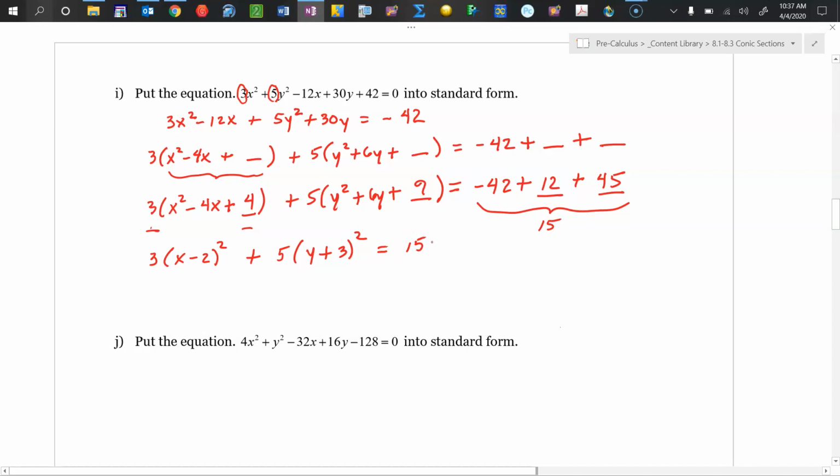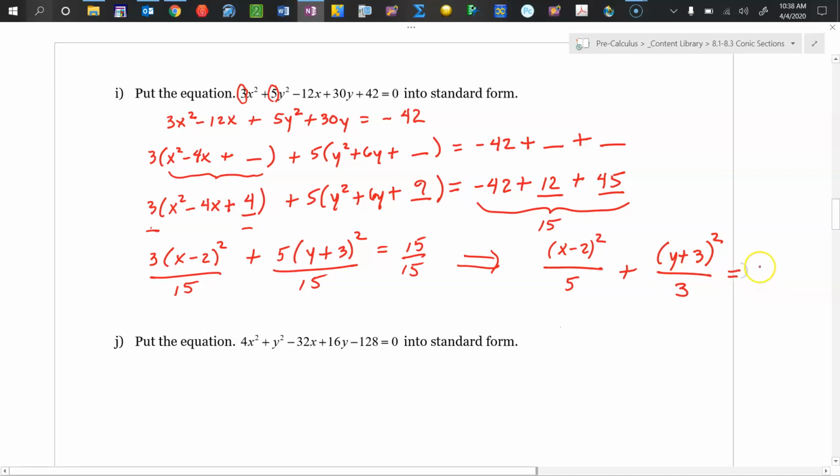What we need to do is divide everything by 15 and simplify. So we will have x minus 2 quantity squared, 3 and 15 reduced, so there's a 5 in the denominator, and 5 and 15 reduce, so there's a 3 in the denominator, and 15 over 15 reduces to 1. So we now have that in standard form.